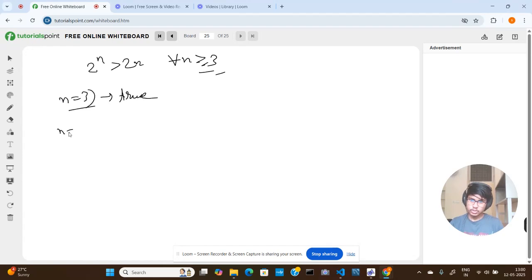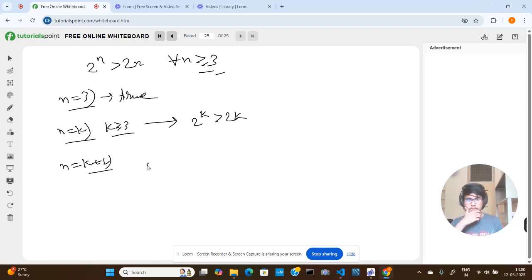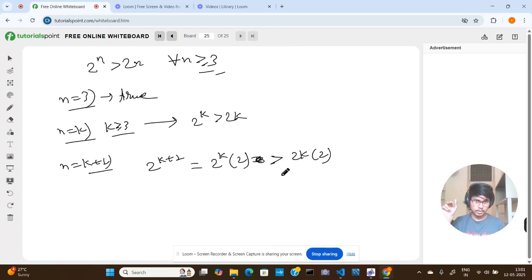Let's say this is true for some n equal to k, where k is greater than or equal to 3, which means 2^k is greater than 2k. We would like to show it for n equal to k plus 1. So let's check 2^(k+1). 2^(k+1) will be 2^k times 2. This will be greater than 2k times 2 because 2^k is greater than 2k.